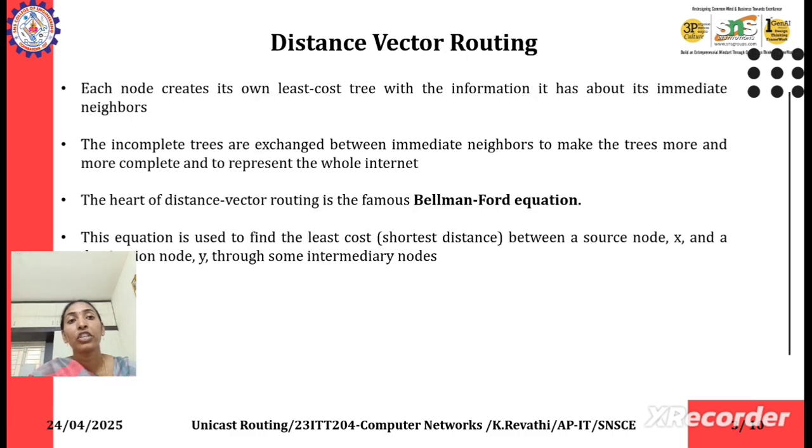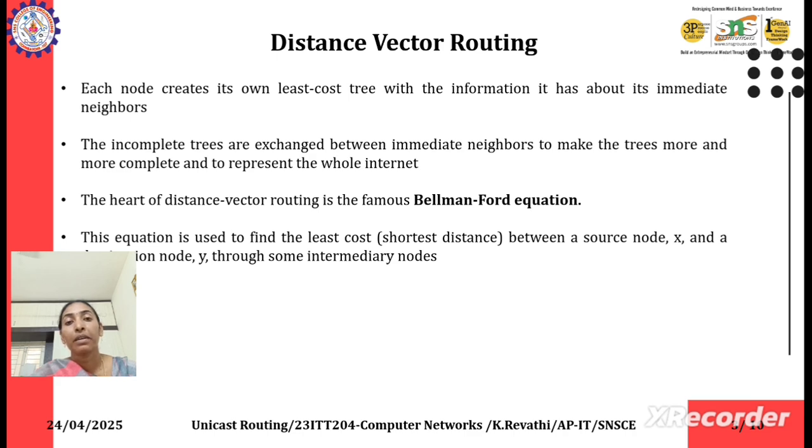The definition of distance vector routing is that each node creates its own least cost tree with the information it has about its immediate neighbors with the corresponding distance also, denoted in a table. That table is called the routing table, and this method was introduced by Bellman-Ford. It is called the Bellman-Ford algorithm. The incomplete trees are exchanged between immediate neighbors to make the trees more and more complete and to represent the whole internet in the network.